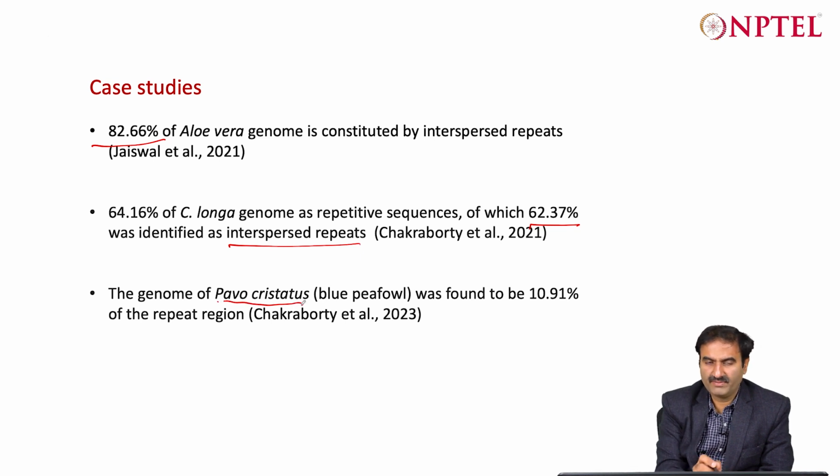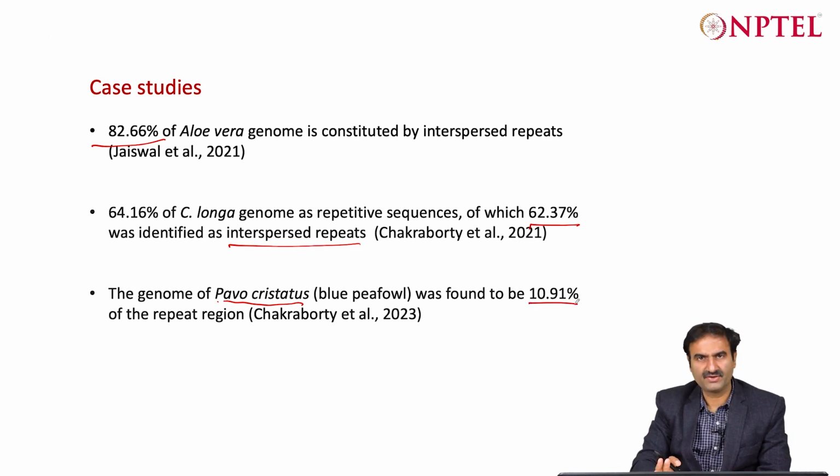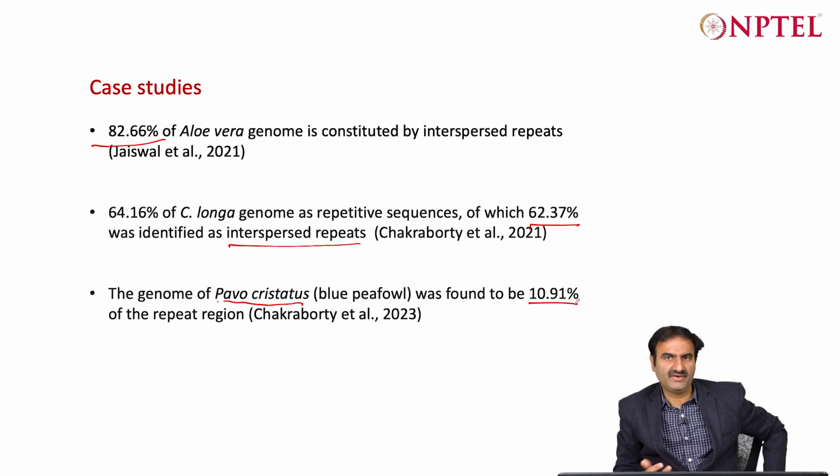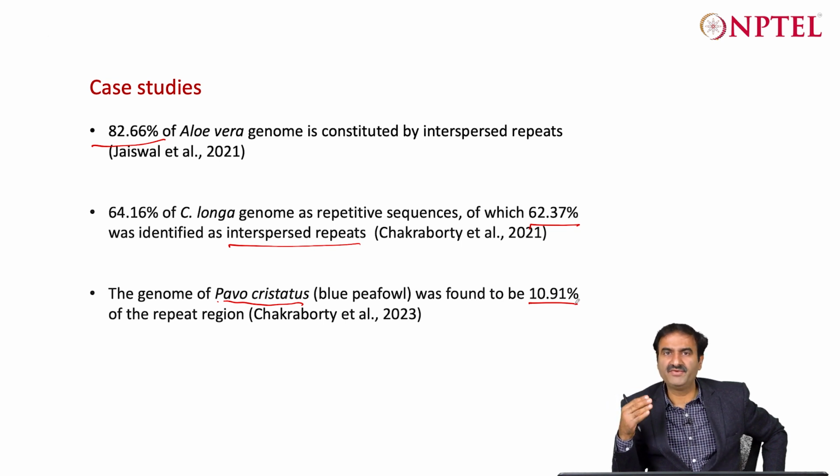And in the case of the bird, the blue peafowl or peacock, almost 10% of the region was repeats, and the genome was also compact, only about 1 GB in size, containing many genes and other regulatory regions. So the amount of repeats varies in different genomes, and it is important to estimate repeats from the genome that you have got. Also, if you know you are going to deal with a plant genome, you should be prepared for more long reads, so that you can cover these repetitive regions.